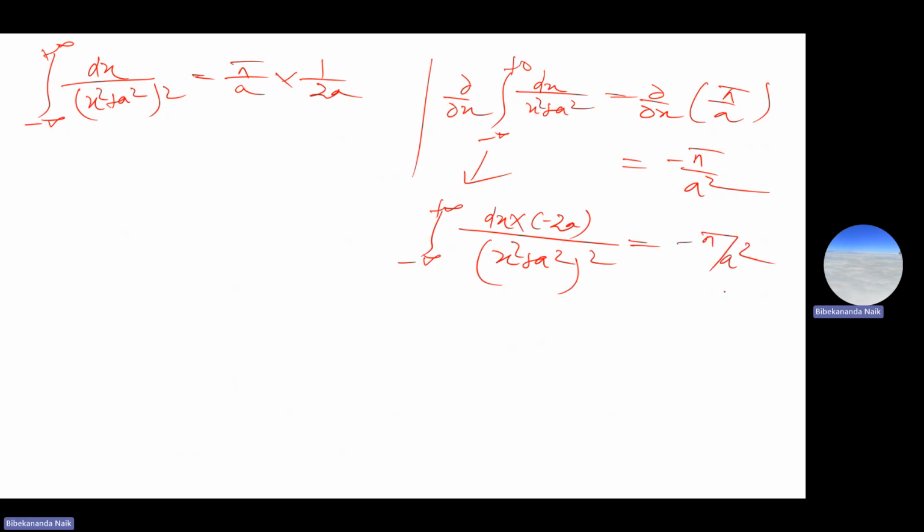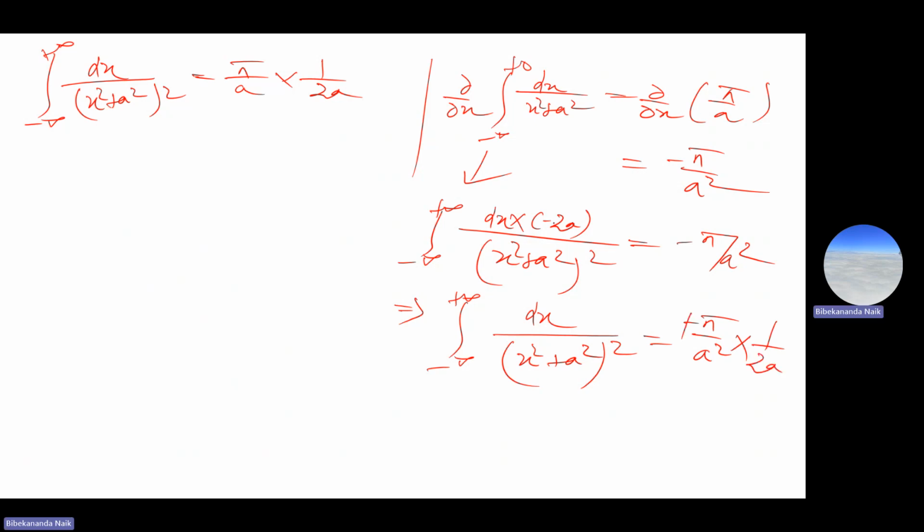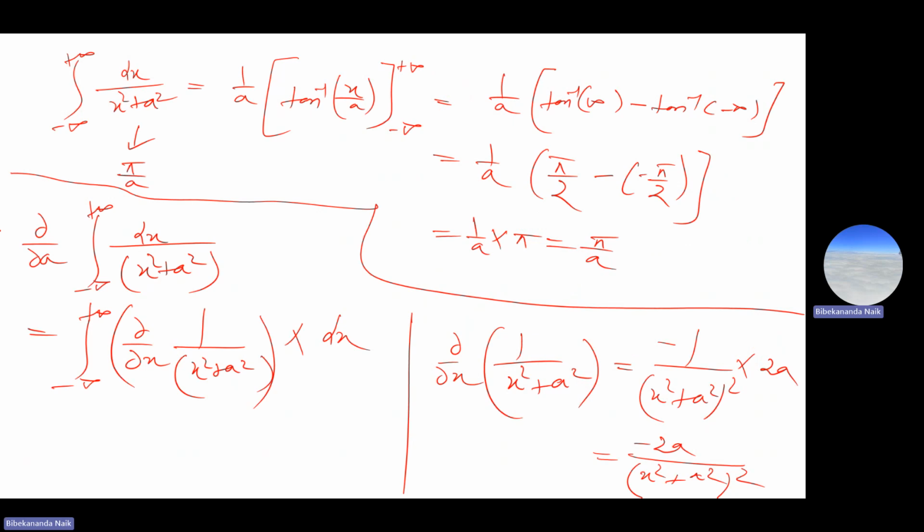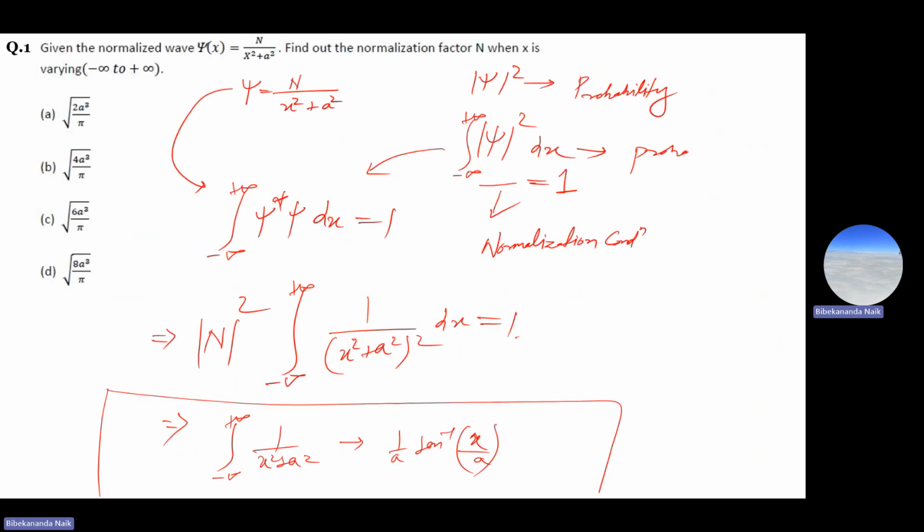So this minus 2a will be coming on the other side. So the integral from minus infinity to plus infinity dx divided by (x² + a²) whole square will be minus pi by a square into 1 by 2a. This will be positive again because there is one negative sign on both the right side and the left side. It will be pi by 2a cube. So we needed the value of this integration.